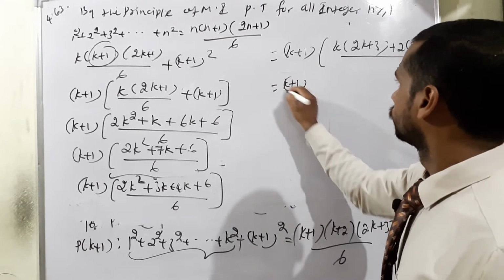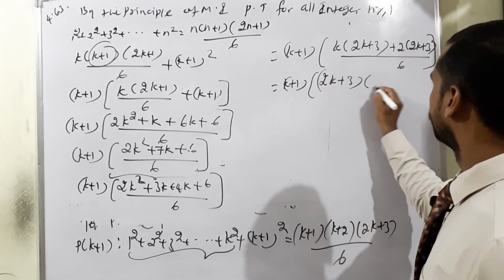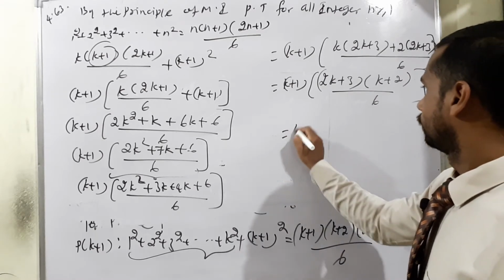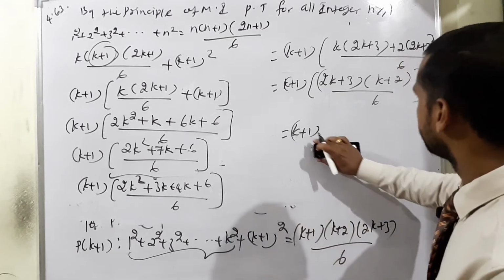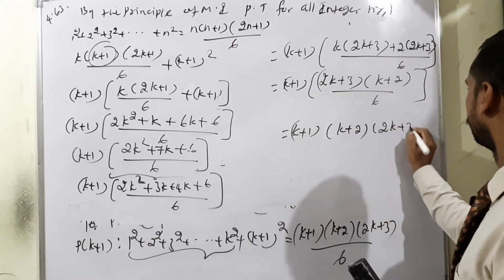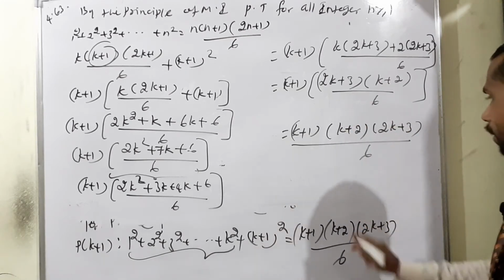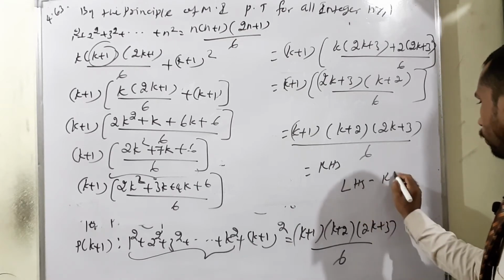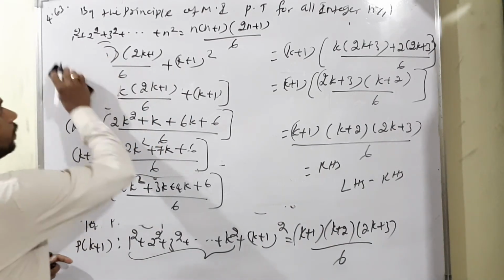Again k plus 1, now common factor 2k plus 3, so 2k plus 3 into k plus 2 divided by 6. Again k plus 1, so just rearrange means k plus 1 into k plus 2, next 2k plus 3 the whole term divided by 6. Check it there: k plus 1, k plus 2, 2k plus 3 divided by 6. Therefore we can write it, this is called RHS. So we have proved LHS equal to RHS, means P of k plus 1 is true.